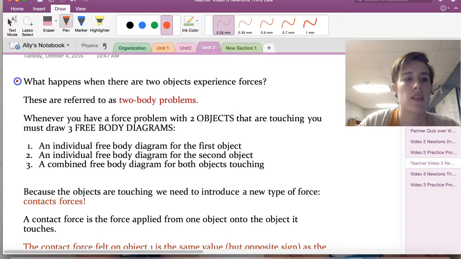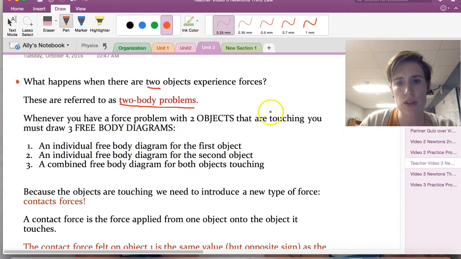The new type of problem we're going to look at is what happens when there are two objects that are experiencing forces together. These are referred to as two-body problems. Whenever you have a force problem with two objects that are touching, you're going to have to draw three free body diagrams, and I'll walk you through each one.